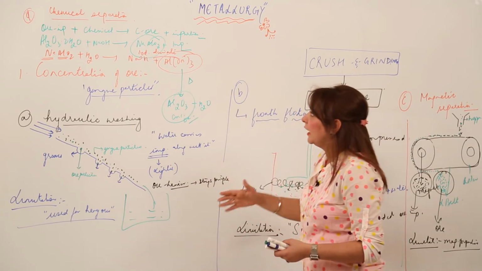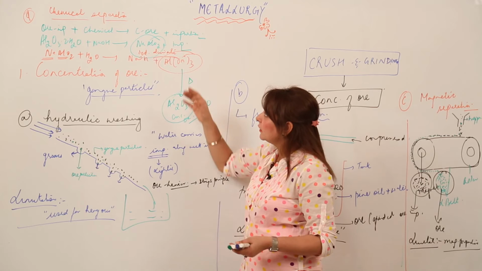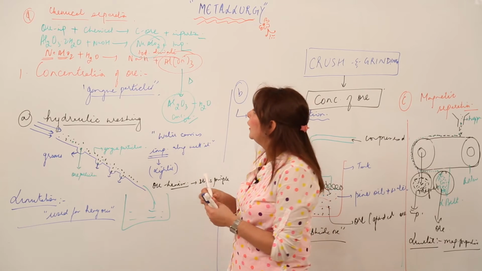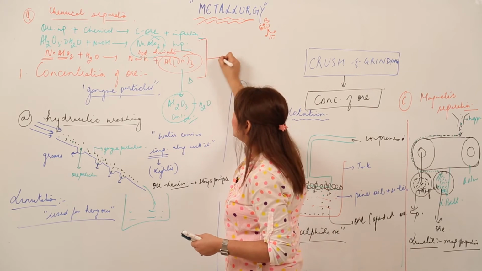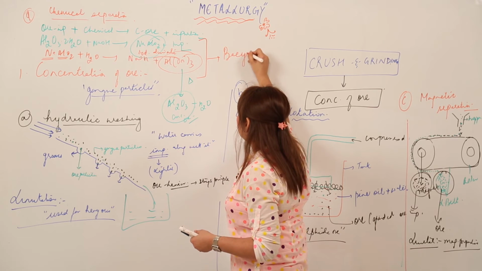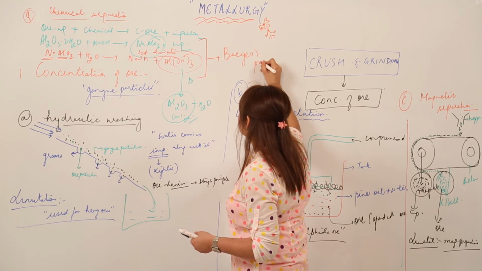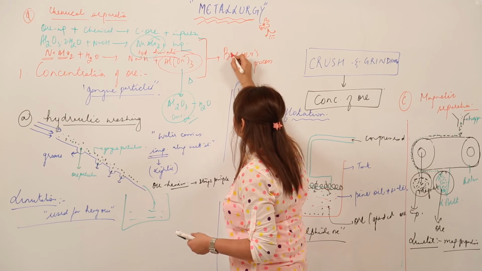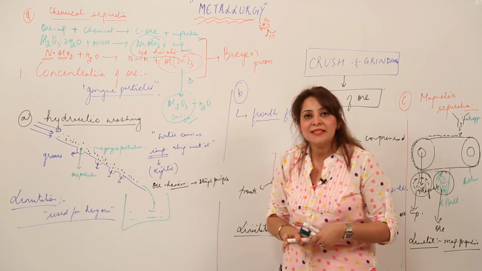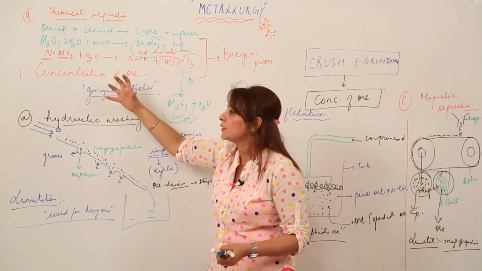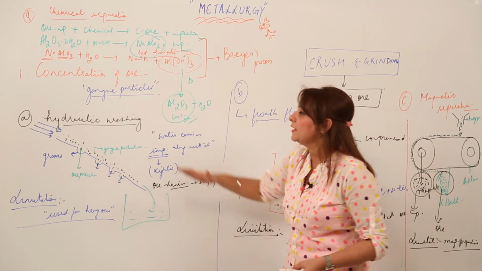One more thing, this chemical separation in the case of aluminium is given a special name, Bayer's process. Right. So Bayer's process is actually a chemical separation in the case of aluminium. So this is how you are going to do it.